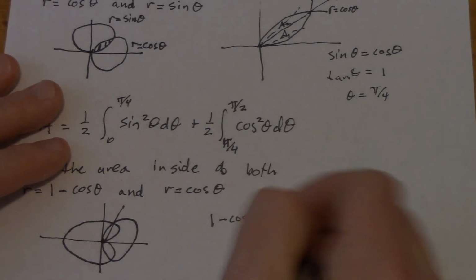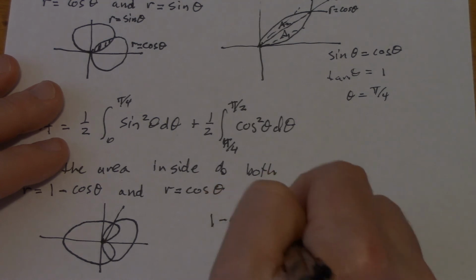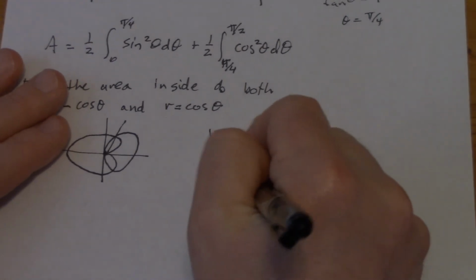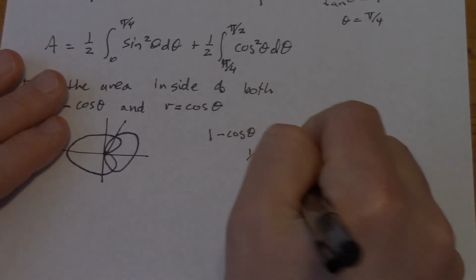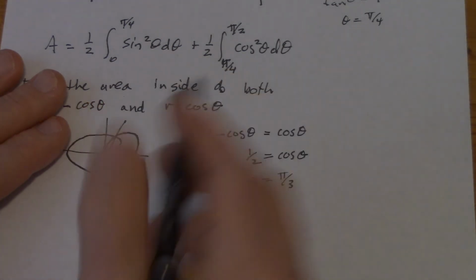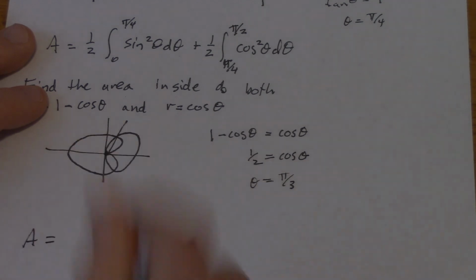All right, so what do we get? If I move the cosine over there, we get that 1/2 is cosine theta. And I feel like we've done that enough to know that that means theta is pi over 3. Okay, so that's where they meet. And once again, this area here is going to be in the first quadrant. So how would I set everything up?